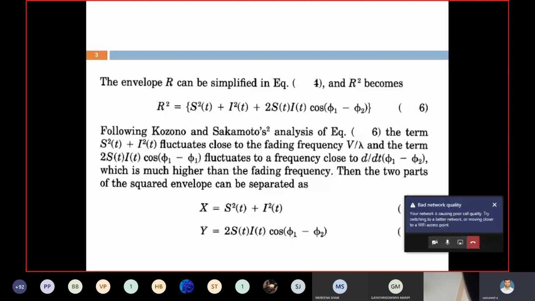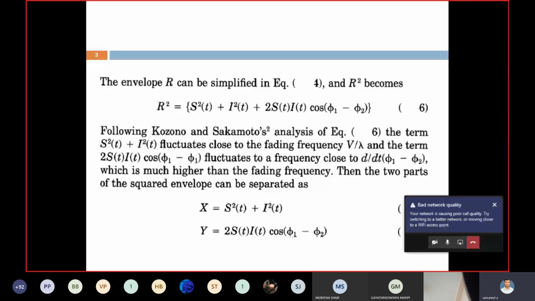Then automatically, R square is equal to S square of t cos square phi 1 plus I square of t cos square phi 2 plus 2 S of t I of t cos phi 1 cos phi 2, and similarly for the sine terms. Finally we get R square, which is equal to S square of t plus I square of t plus 2 S of t I of t cos of phi 1 minus phi 2.